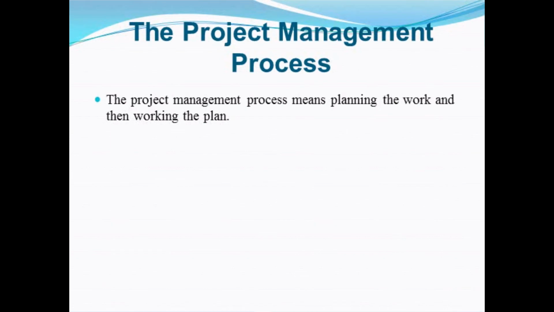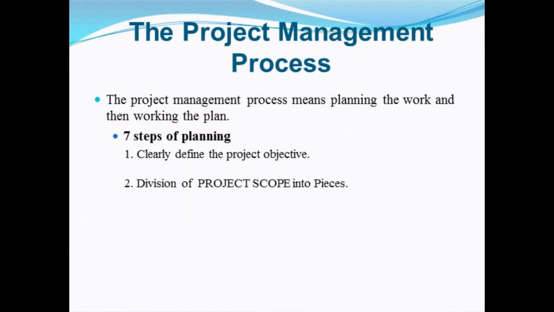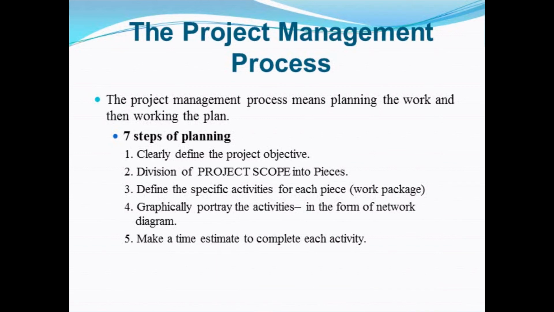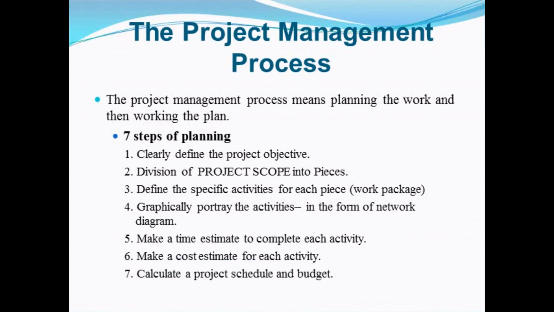From the examples discussed above, we can summarize the project management process in 7 steps of planning. Clearly define the project objective. Division of project scope into pieces. Define the specific activities for each piece, the work package. Graphically portray the activities in the form of a network diagram. Make a time estimate to complete each activity. Make a cost estimate for each activity. Calculate a project schedule and budget.